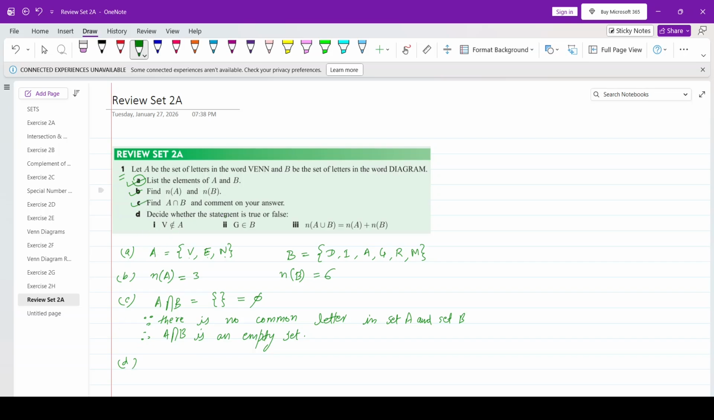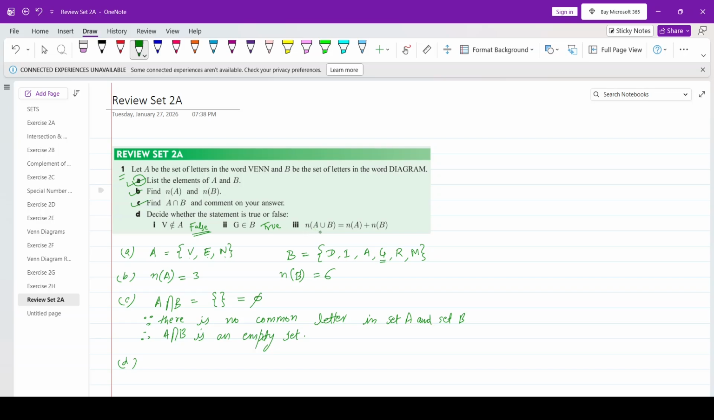Decide whether the statement is true or false. V is not an element of A. From here we can see V is an element of A, so this statement is false. G is an element of B. G here is an element of B. This is what this statement says, so it is true.